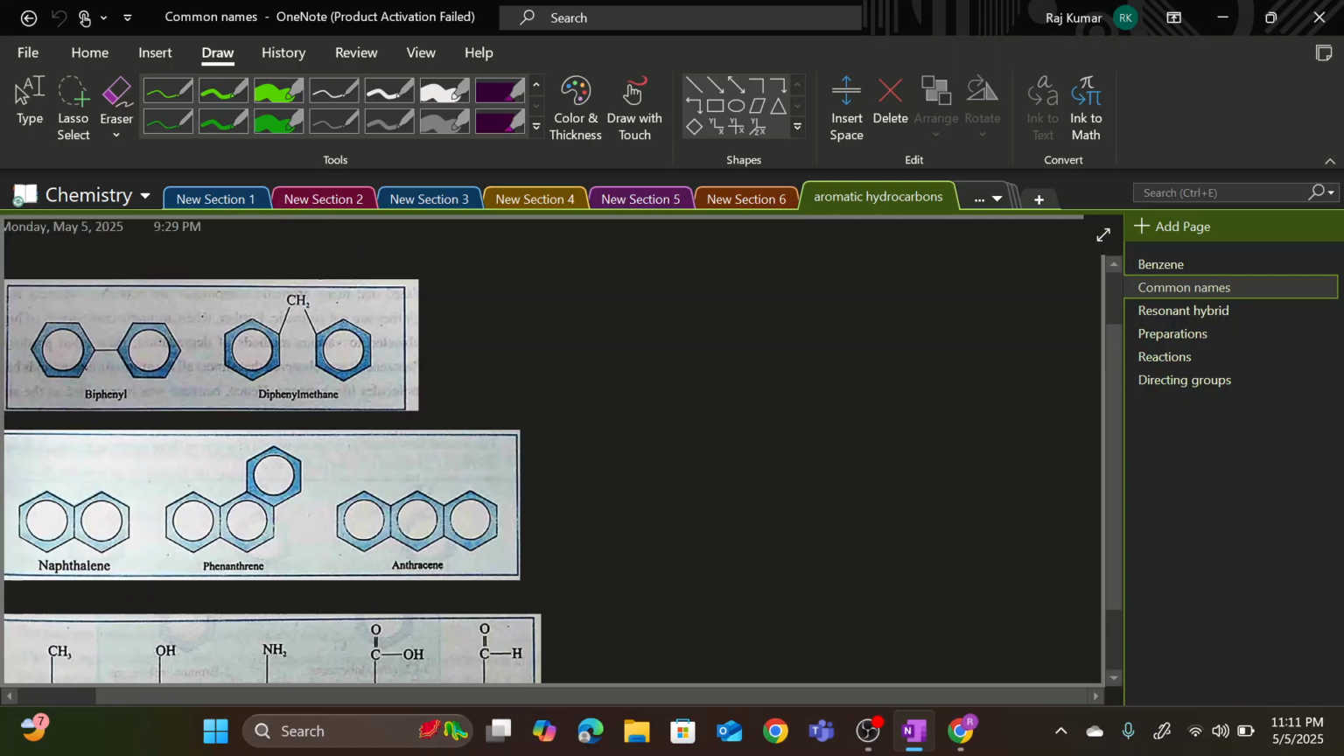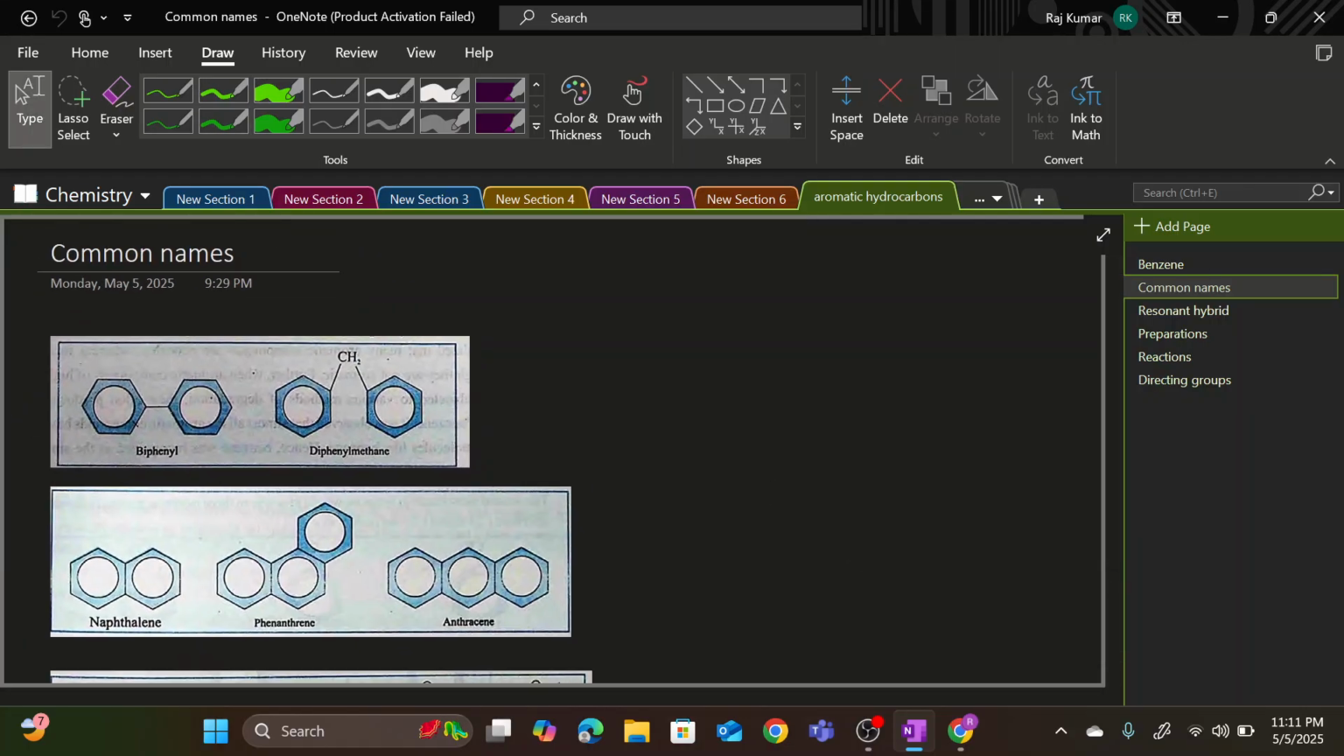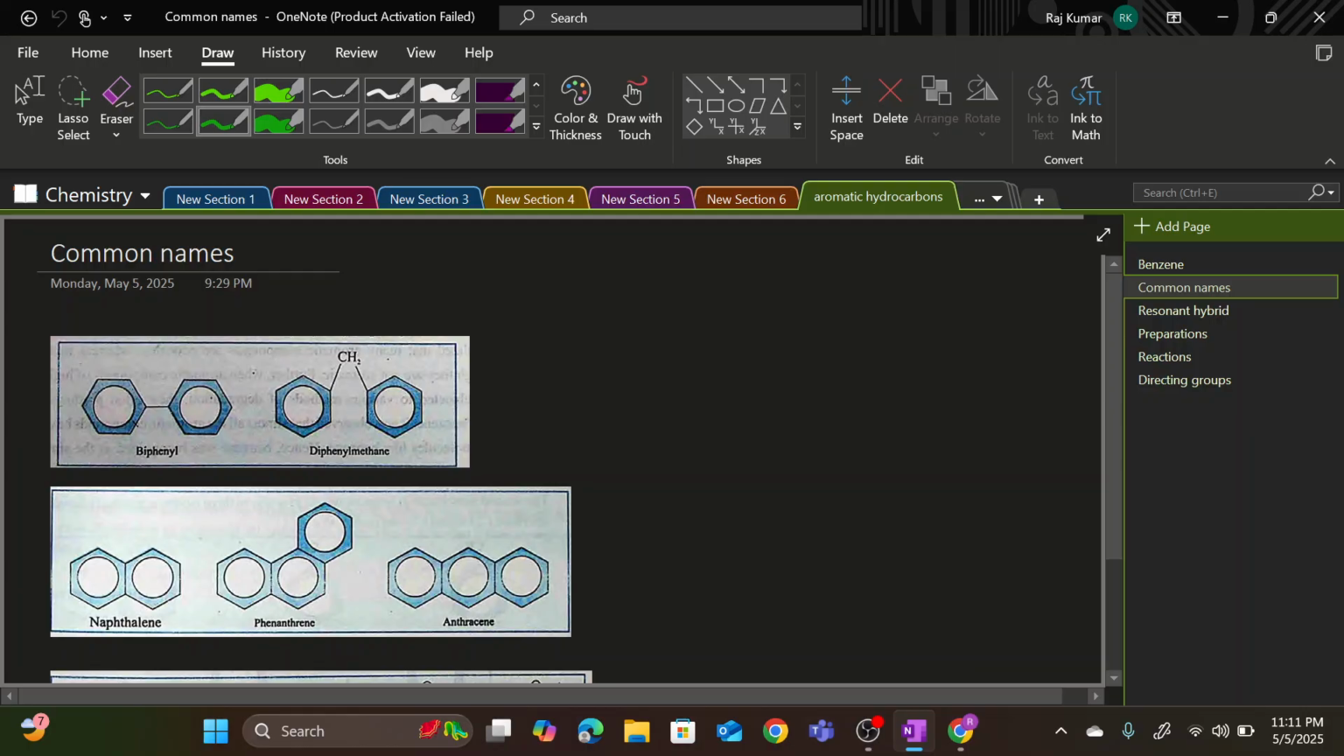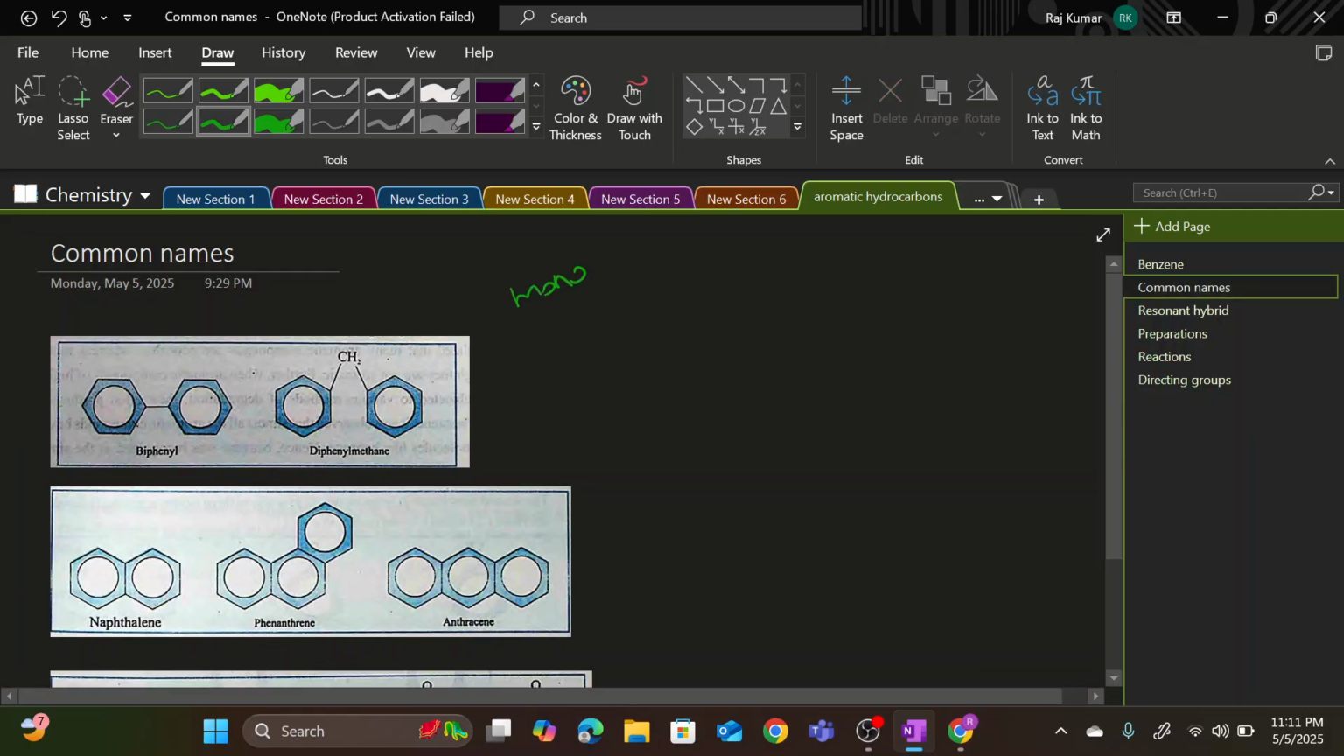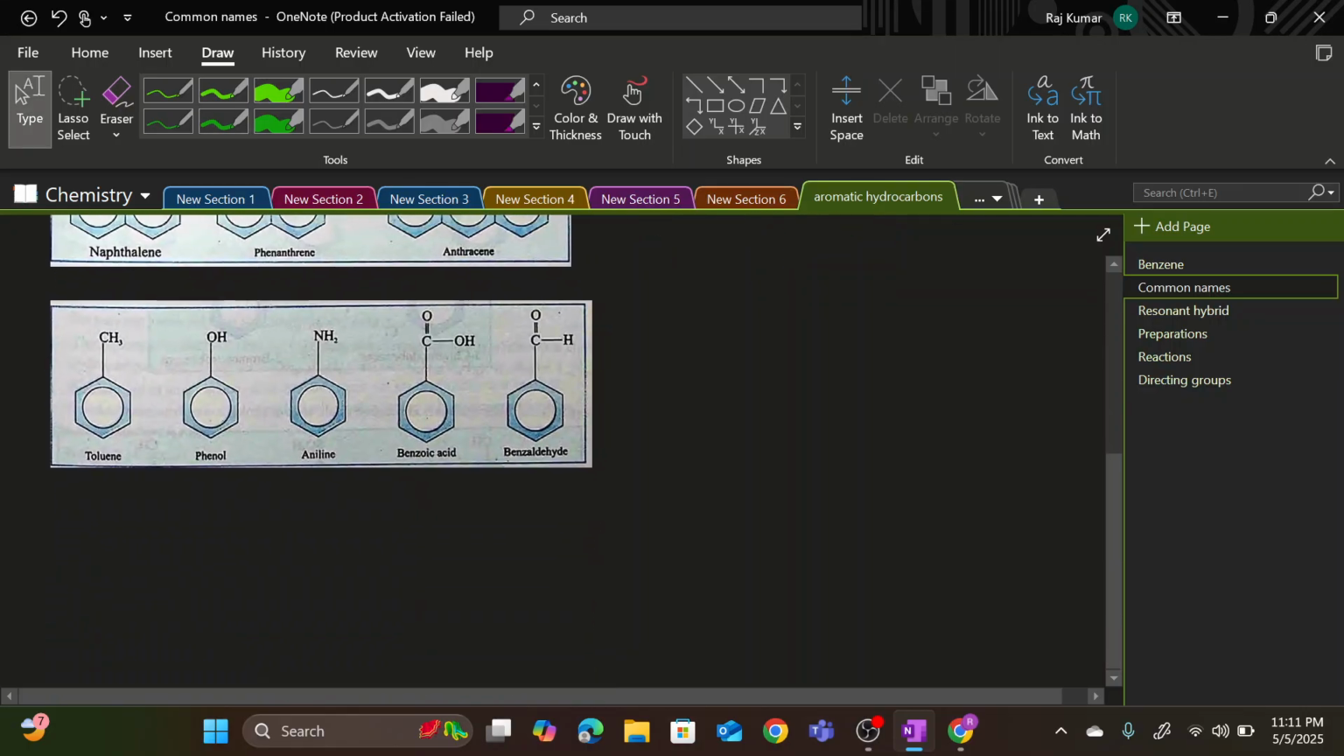Now there are some things which we need to learn. Benzene has got two major structures. Number one is monocyclic structure, and number two is polycyclic structure. Whenever we talk about monocyclic structures, they are having one benzene ring. For example, toluene. This is, let's say, a benzene ring, and a methyl group is attached to it. It will be named as toluene.